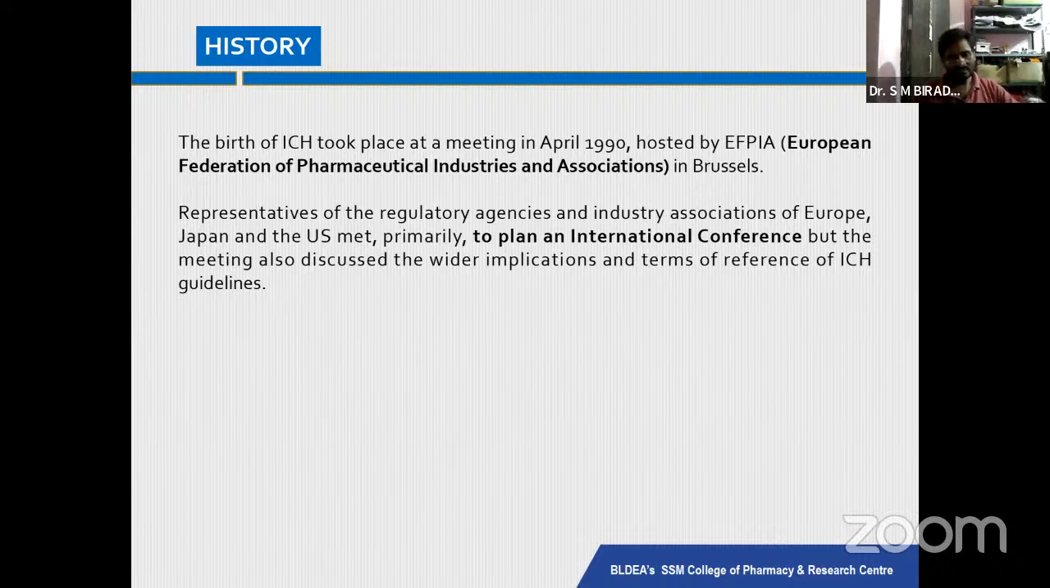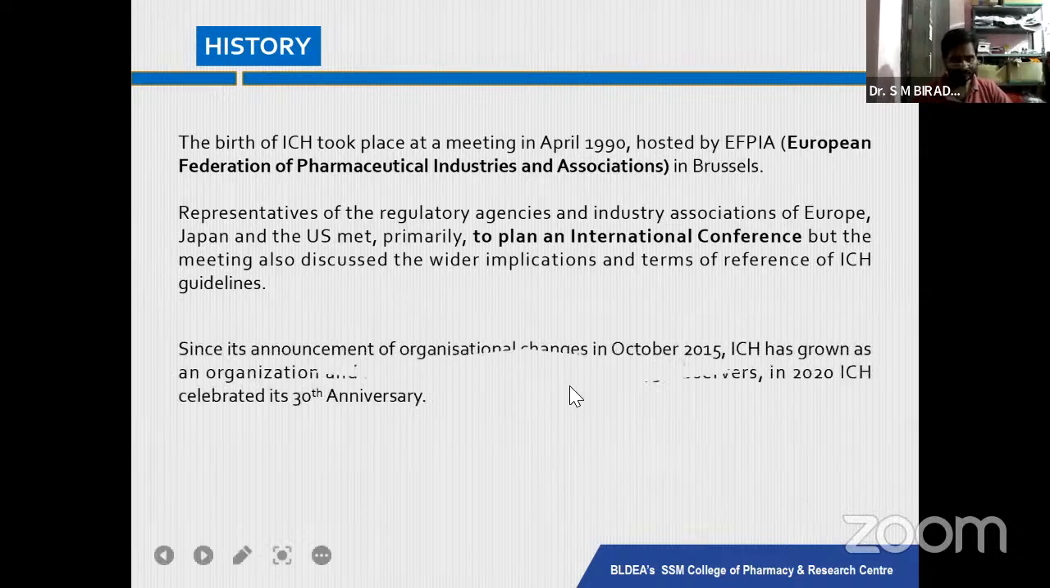So initially, the ICH was prepared or involved by only three countries, that is Europe, Japan, and US. They met in Brussels in 1990 with the primary objective to plan the international conference. Initially they wanted to conduct one initial international conference, but in that meeting they also discussed the wider implementation, the terms of reference of ICH, with guidelines to be framed worldwide.